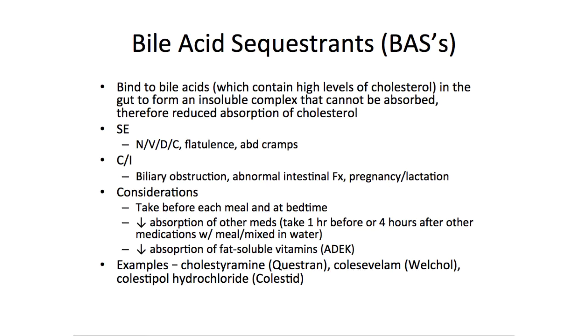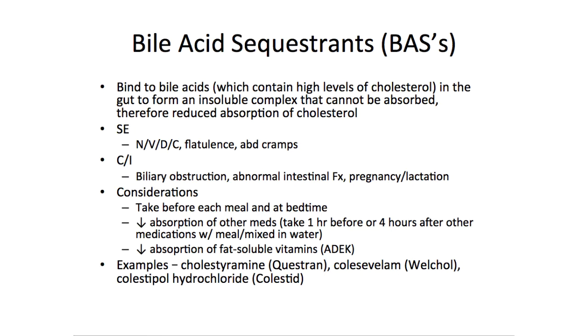The next class of medications are the bile acid sequestrants. These medications bind to bile salts, which contain high levels of cholesterol, in the gut to form an insoluble complex that cannot be reabsorbed. Therefore, you have reduced absorption of cholesterol.